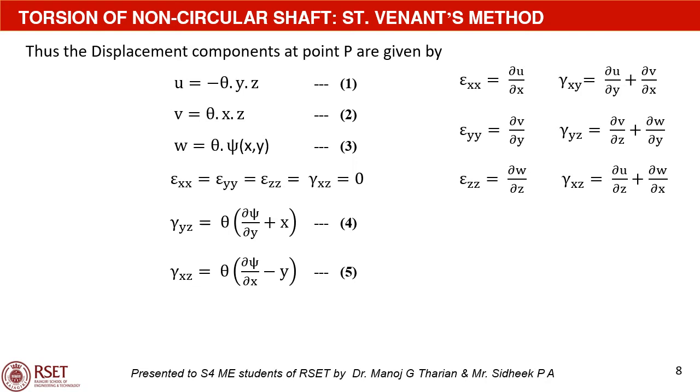Now, we make use of the strain displacement equations as given on the right hand side to find out the strain components. When you substitute for u, v and w in the 6 strain displacement relations, we will get the strain components as epsilon xx is equal to epsilon yy equal to epsilon zz equal to gamma xy equal to 0. So only two strain components exist, which are gamma yz is equal to theta times (dou psi by dou y plus x), and gamma xz is equal to theta times (dou psi by dou x minus y).